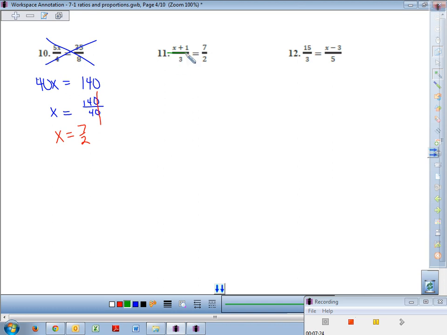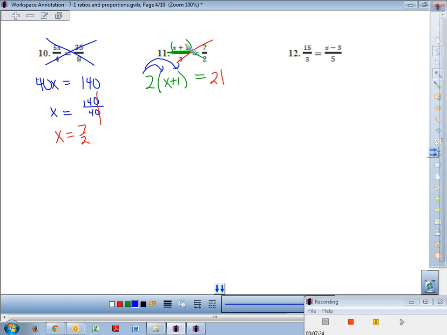Here on number 11, here's a fraction bar. A fraction bar is really a group, so if you have more than one term in either the numerator or denominator, you should put parentheses around it. And when we cross multiply, we'll take 2 times that whole group of parentheses right there and set that equal to 7 times 3, which is, of course, 21. And then the next move here is to distribute.